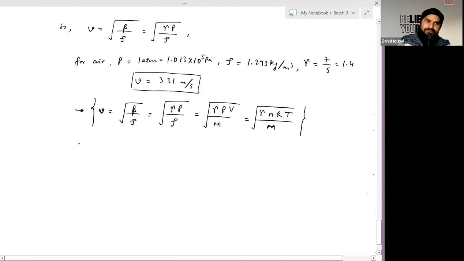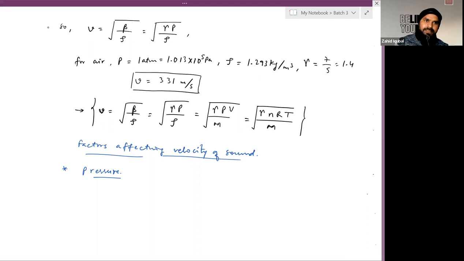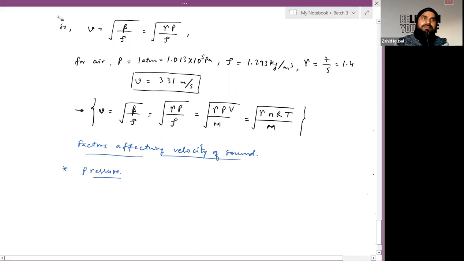So next is factors affecting velocity of sound. First is pressure. From this relation, you will say velocity is directly proportional to under root of P. Is it clear? This is velocity and this is pressure. So these two are related directly proportional to root under. But in actual, there is some different relation. Let me define you.